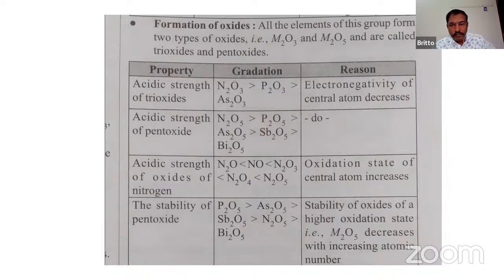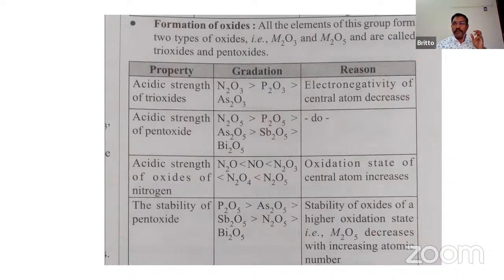And then another thing is pentoxide. Acidic strength of pentoxide, if you take N2O5, P2O5, As2O5, Sb2O5 and Bi2O5, the electronegativity of the central atom decreases, so acid strength also decreases from nitrogen pentoxide to bismuth pentoxide. Okay, and then acid strength of this, if you compare the same oxides of different elements.